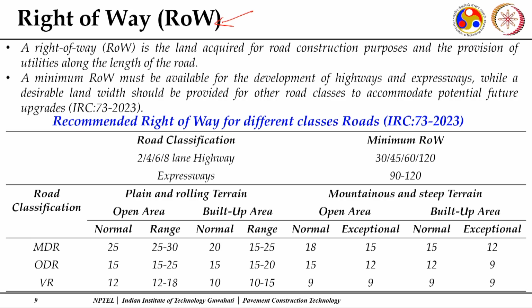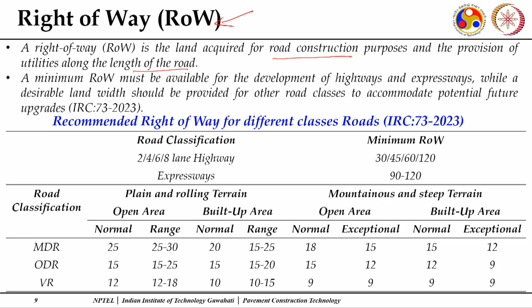So, a right of way should not be encroached. Once you acquire it in the beginning, if after a few years people encroach it, your entire purpose is lost. A right of way is the land acquired for road construction purposes and the provision of utilities along the length, because later on, if there is more rain, the drainage collection system has to be good enough. So all these utility corridors have to come up in the right of way only.